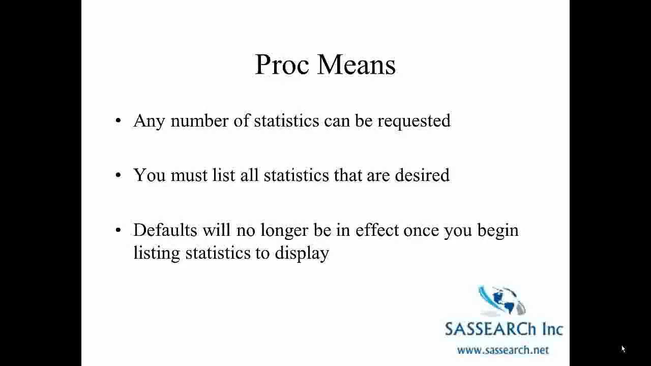With PROC means, any number of statistics can be requested. You must list all the statistics that are desired. And once you start listing specific statistics that you want with PROC means, the default statistics will no longer be in effect. So SAS will only print out those statistics that you have specifically requested in your PROC means statement once you start listing your own statistics that you want printed.